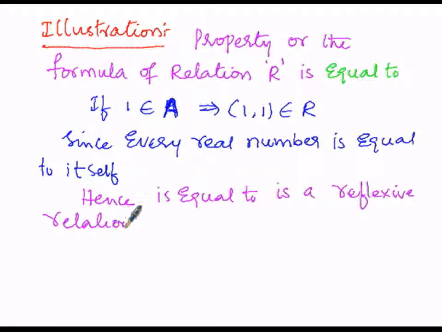In this illustration, we have assumed one element as 1 which belongs to the set A. Since the property or the formula is is equal to, 1 is equal to 1 itself. Therefore 1 comma 1 belongs to R, the relation. Since a real number is equal to the same real number, this is equal to comes under the reflexive relation. Now let us go for the second one, which is the symmetric relation.